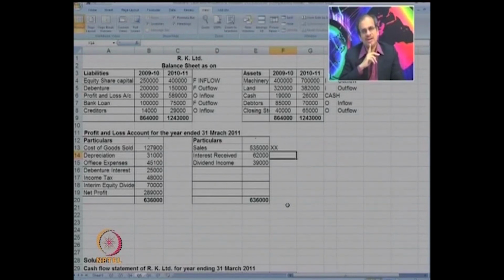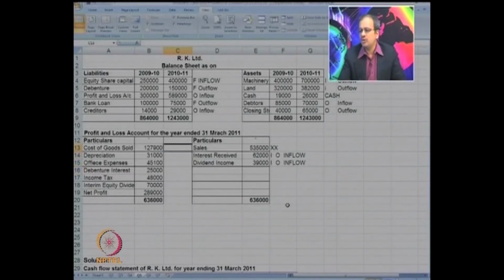Interest received, should it be recorded? It should be recorded because we receive interest when we make investment. So, it is an investing flow, but it will have some impact on O, that is operating items also. Interest received represents an inflow. So, I have marked it as IO and inflow. Dividend income, again same thing, it is an IO because it's an inflow from investment, but it has some impact on operations. So, I have marked it as IO and inflow.